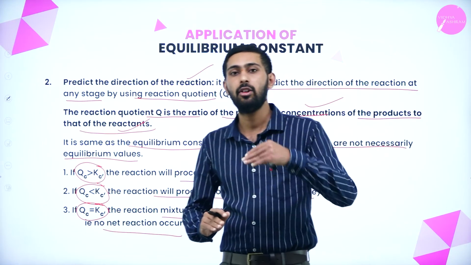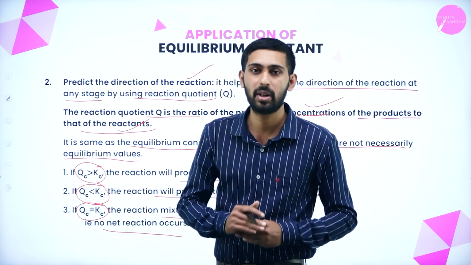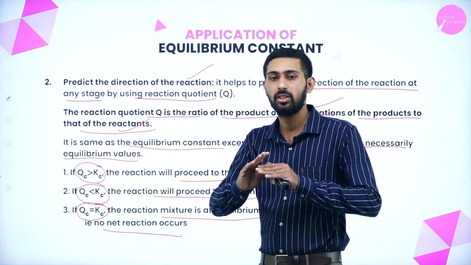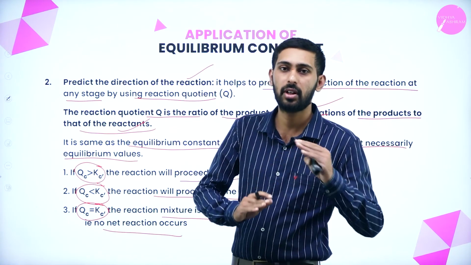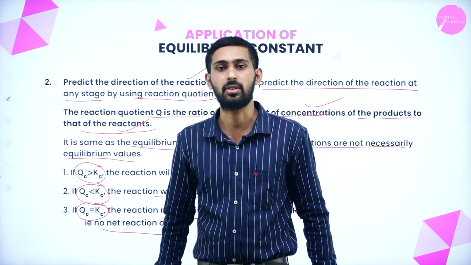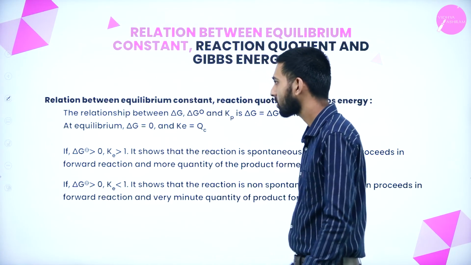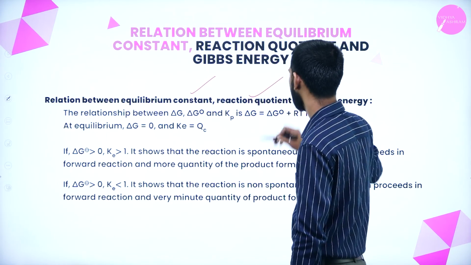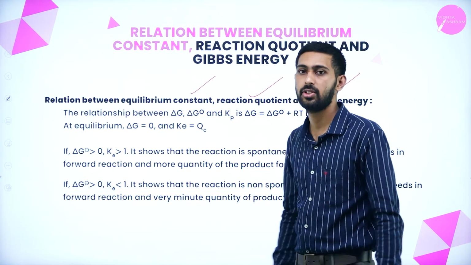If the value of the quotient is equal to the equilibrium constant, then we have to say that the reaction is at equilibrium. There is no change in the concentration of reactants as well as the products. Next, write the relationship between equilibrium constant, reaction quotient and Gibbs energy, they will ask.